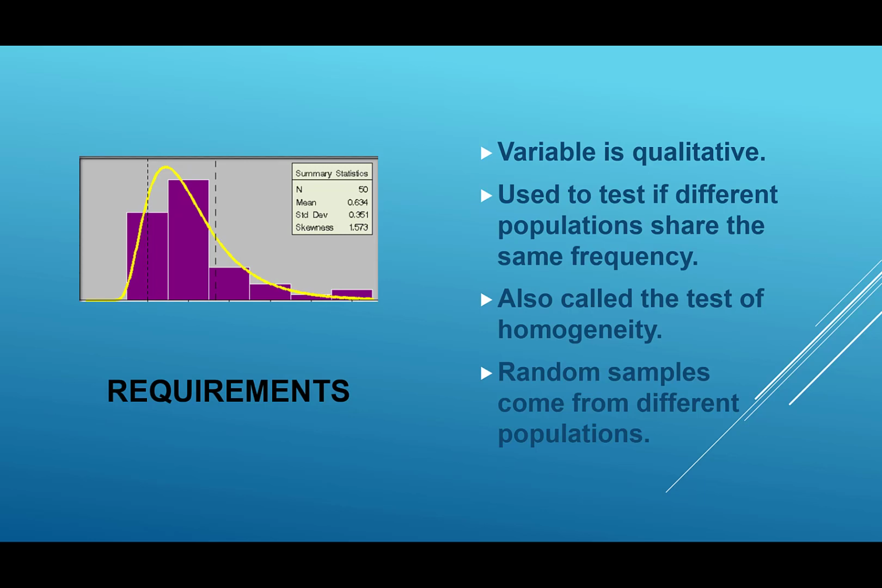In this test, random samples will come from different populations. Now remember, normally when we perform a hypothesis test, we use a random sample from a single population.